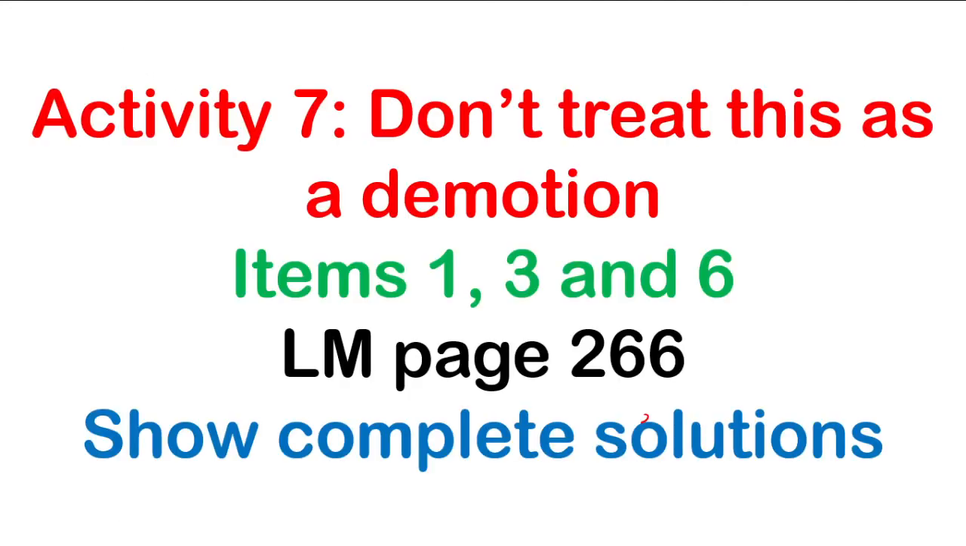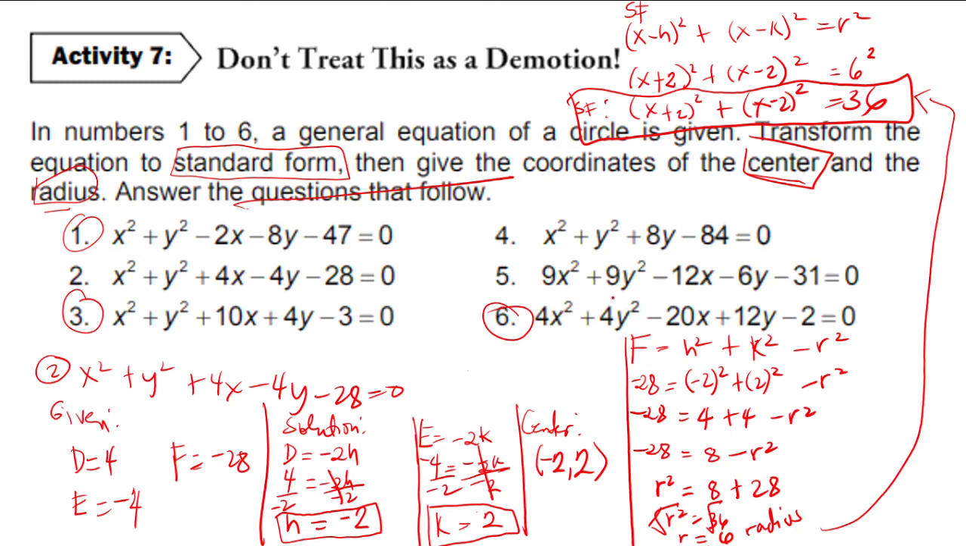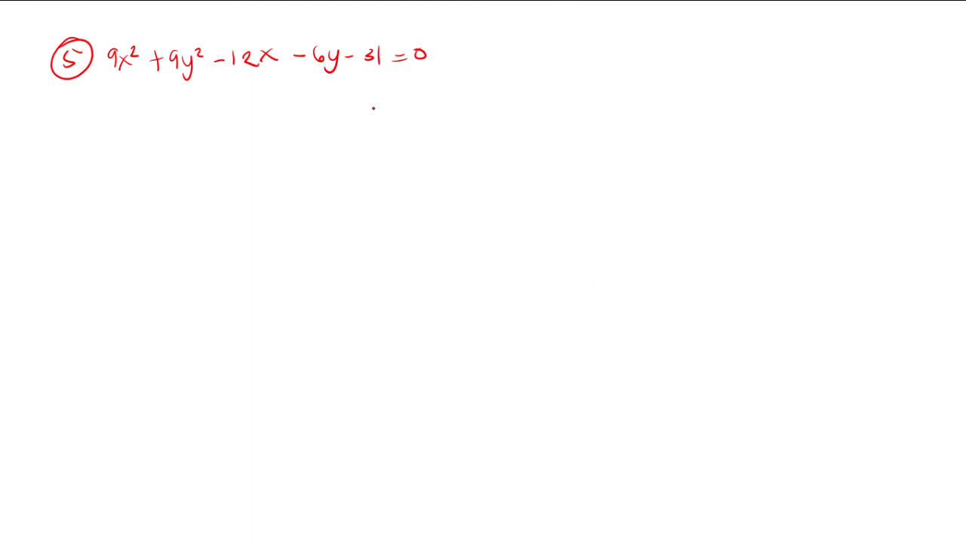Okay. Number 5. Ang number 5 natin ay 9x square plus 9y square minus 12x minus 6y minus 31 is equal to 0. Double check natin. 9x squared plus 9y squared minus 12x minus 6y minus 31 is equal to 0. Okay.